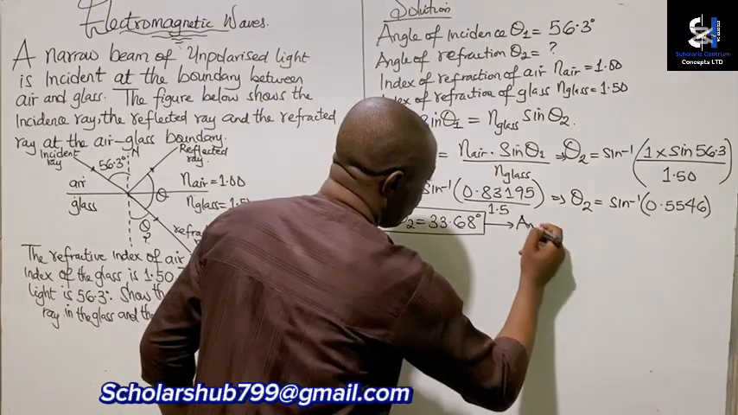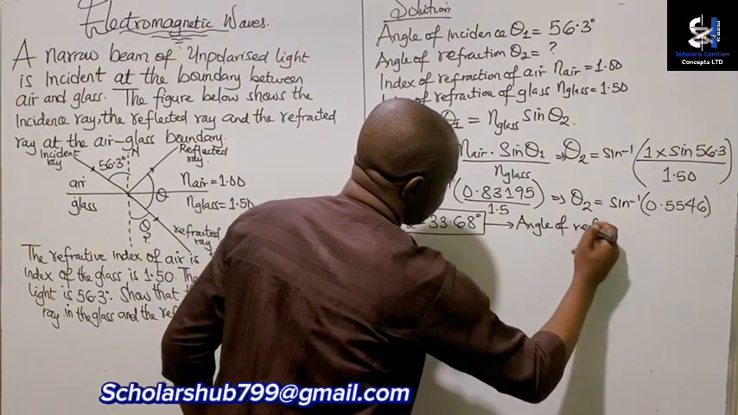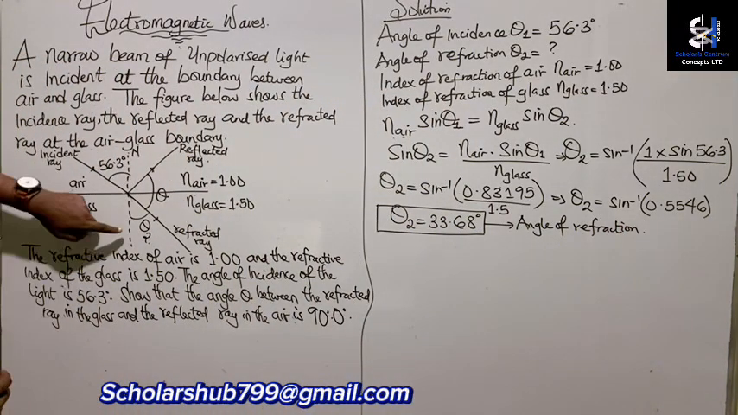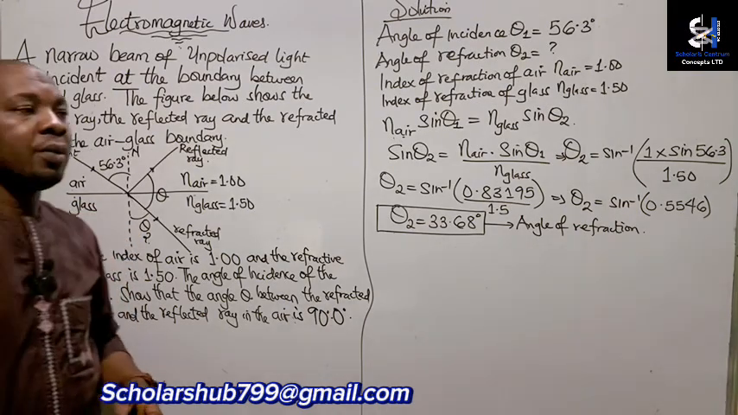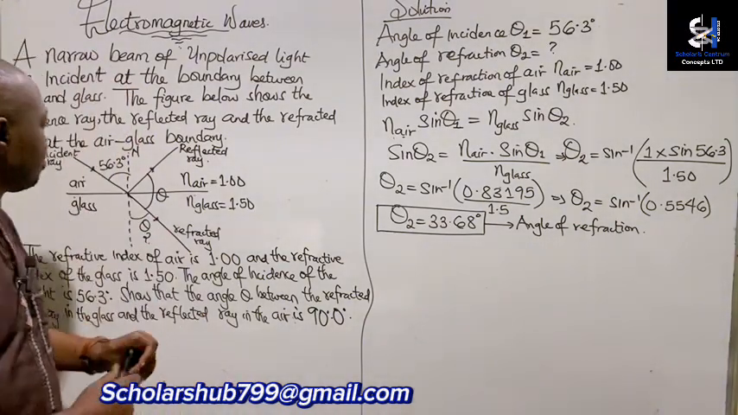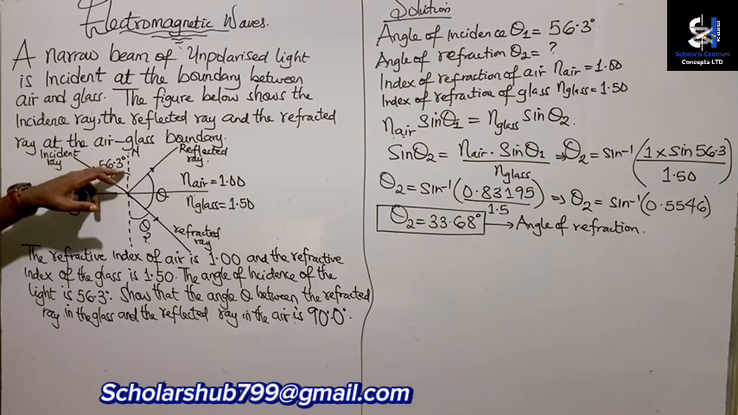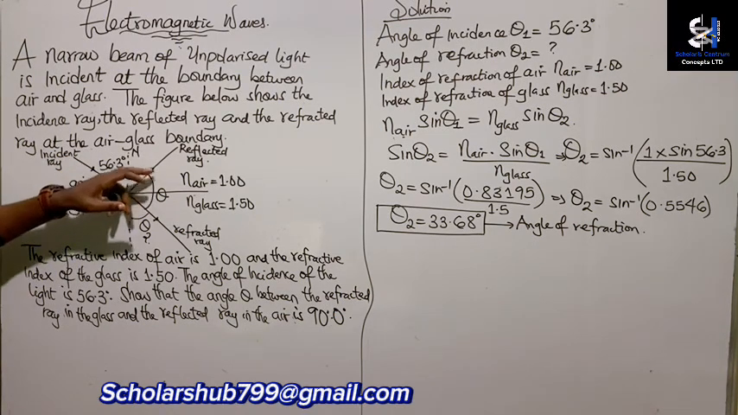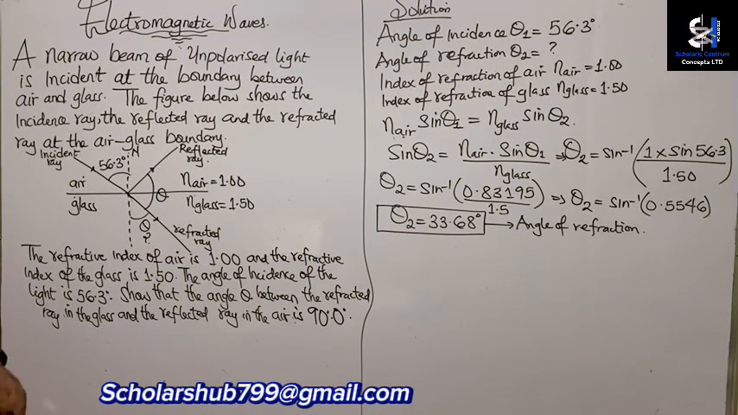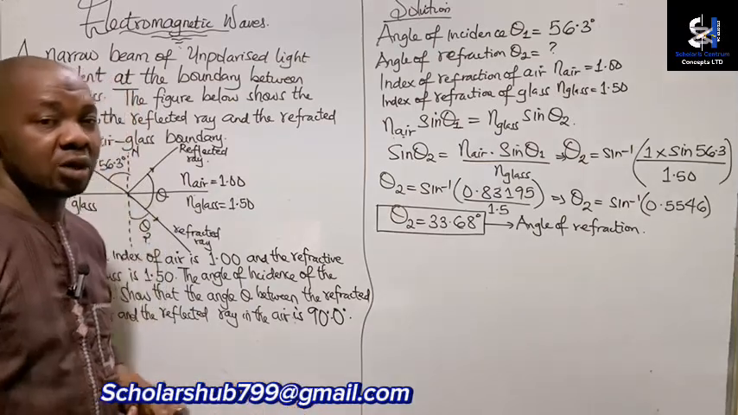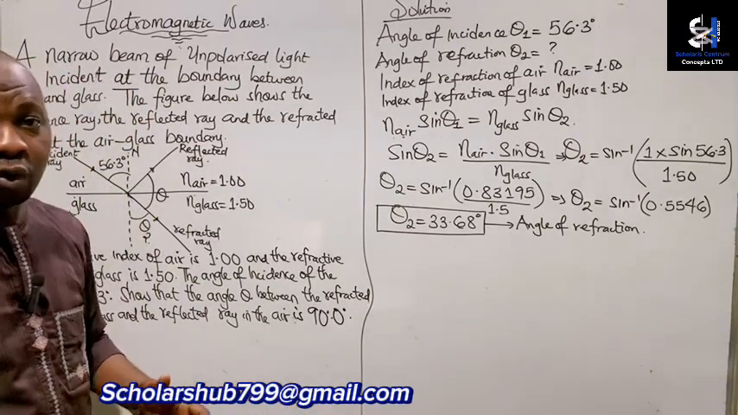This is our angle of refraction. We just calculated the value of theta 2, the angle of refraction. Now it is important for us to know that the incident angle, which is 56.3, is also equal to the reflected angle. That is, angle of incidence is equal to angle of reflection, according to the law of regular reflection.